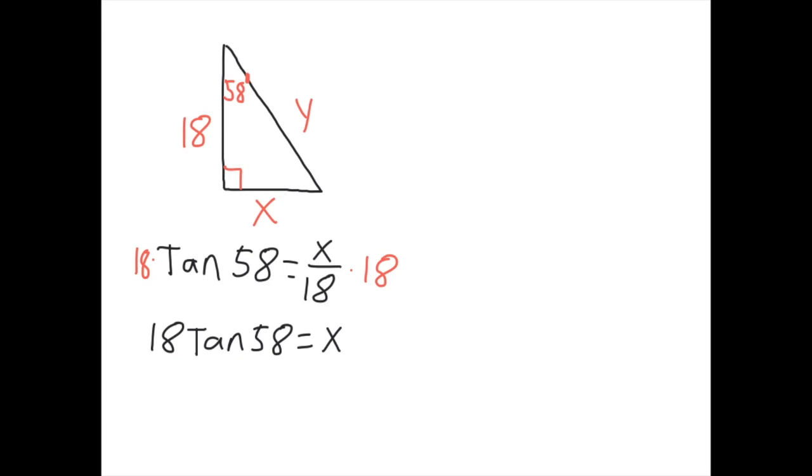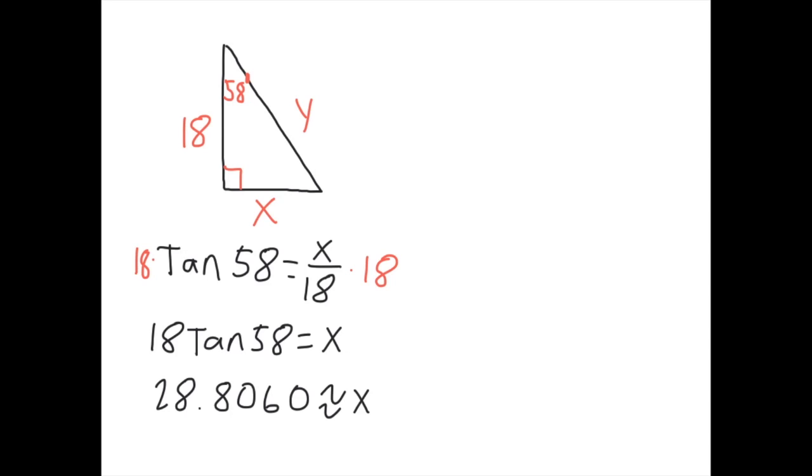Then you would put into your calculator 18 times the tangent of 58. And rounded to 4 decimal places, that would give you 28.8060. So x is approximately 28.8060. Now we want to find y, now that we know what x is.